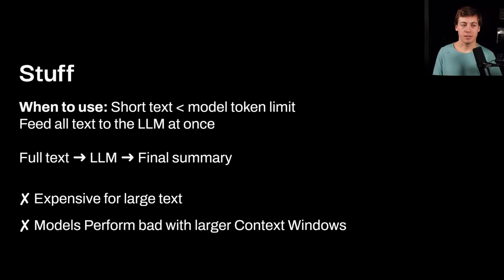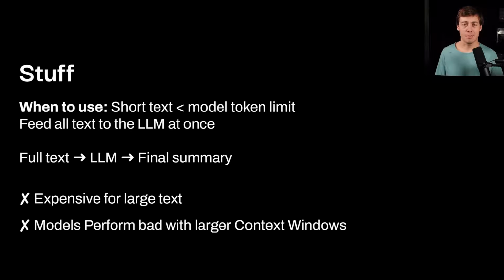Lastly, what you have is something called stuff. So this is what some people use when there's a short amount of text, and this is text that is less than a model's token limit. So essentially what you do with stuff is you feed all the text into a large language model at once. So take the full text, you send it to the LLM, and then you have a summary here at the very end.